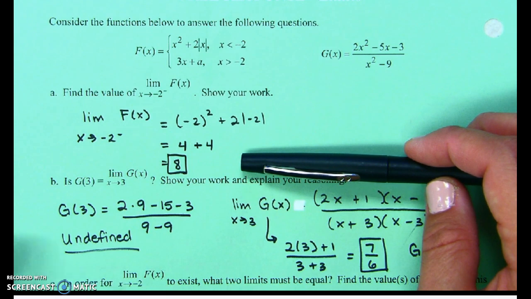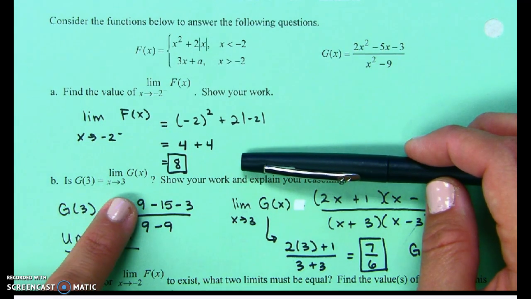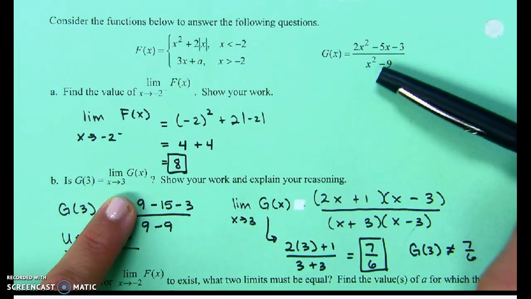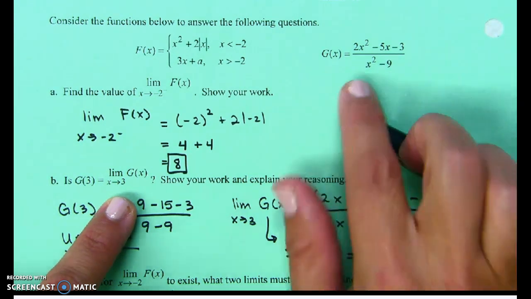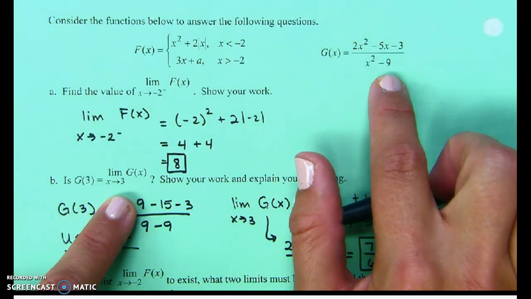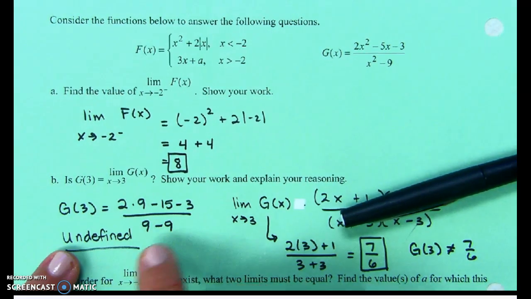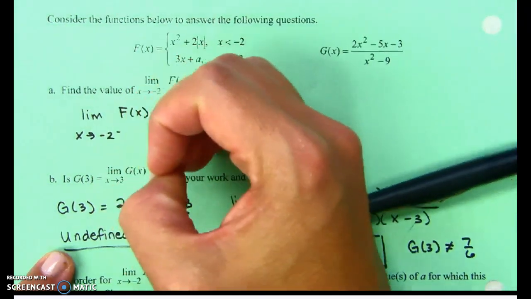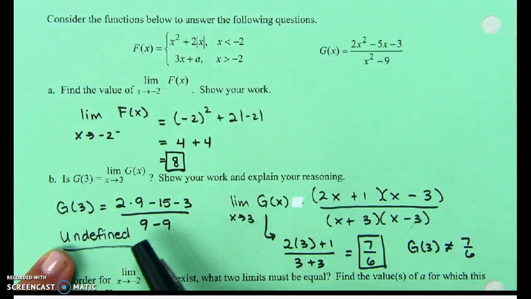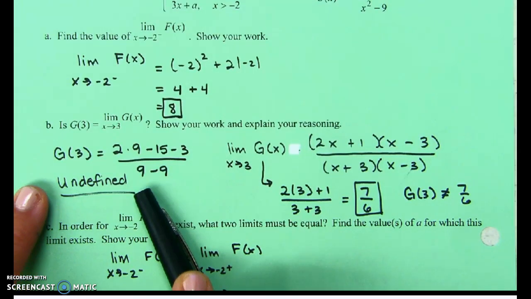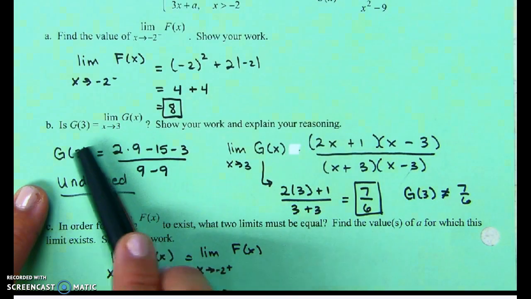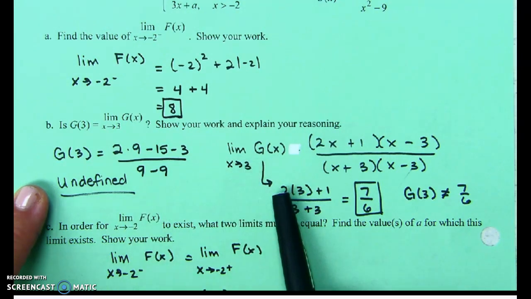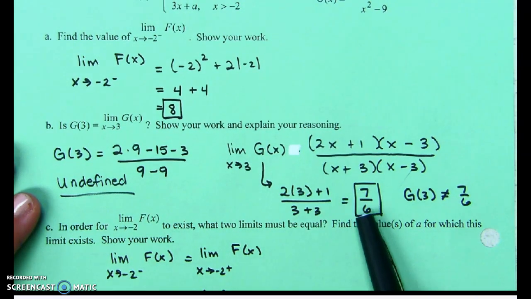Here we go. Is g of 3 equal to the limit as x approaches 3 of the g function? Well, if you plug in 3, what do you get in the denominator? You get a 0, 9 minus 9. So g of 3 is actually undefined. It doesn't exist. So there's going to be a hole there, okay? So g of 3 can't equal the limit because it doesn't even exist. All right, I still found the limit because I'm a mathematician and I like to find things.